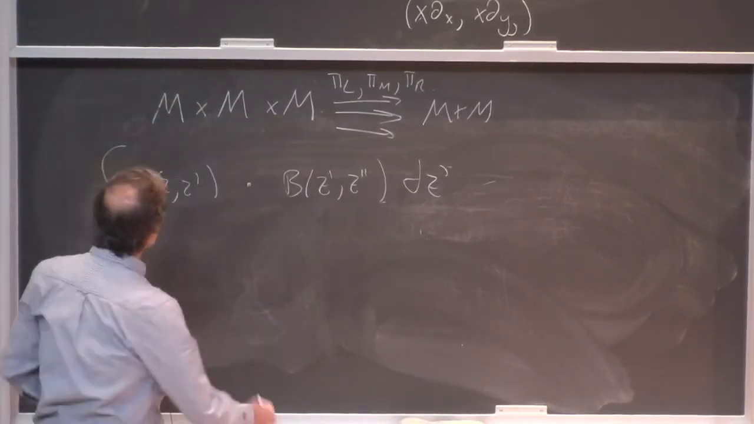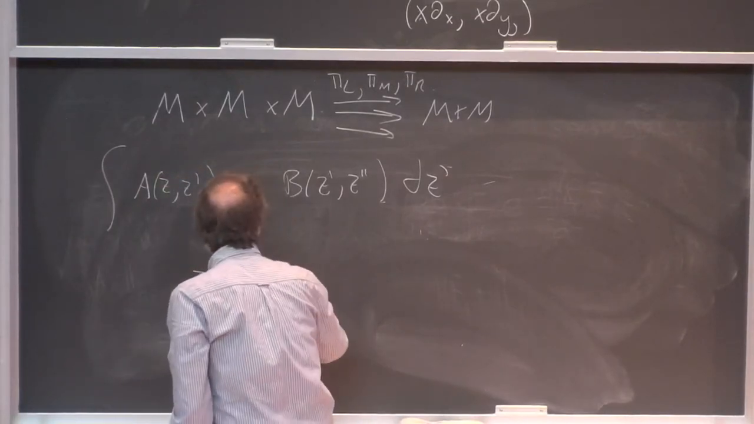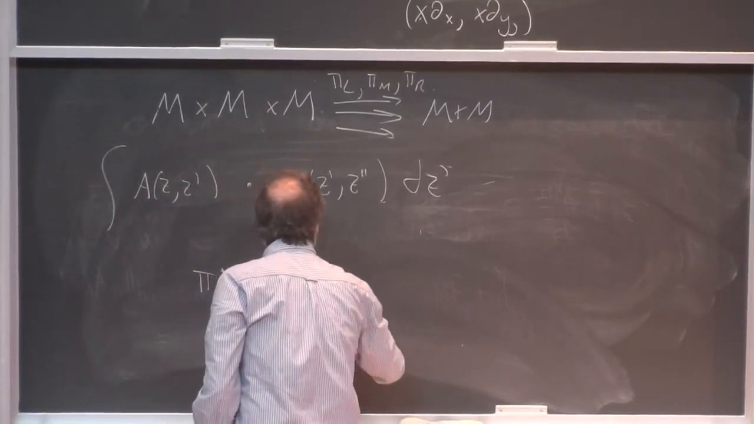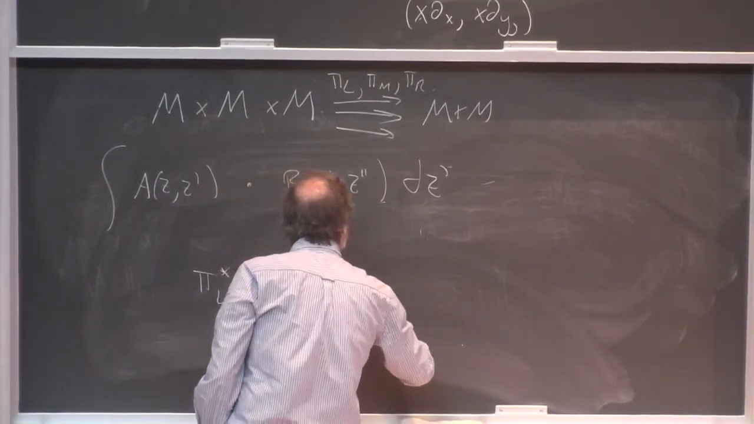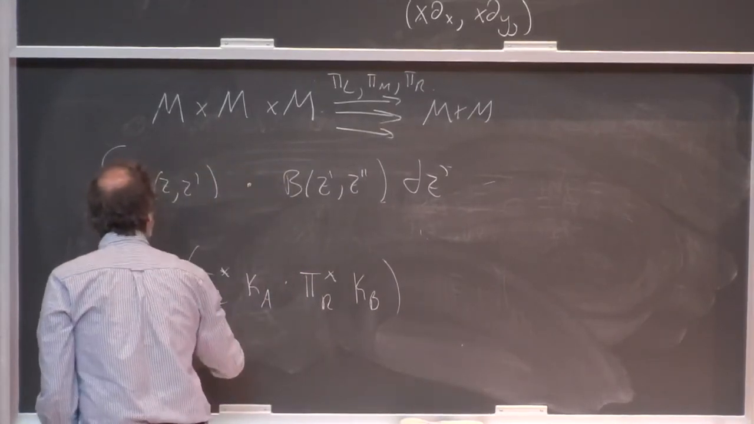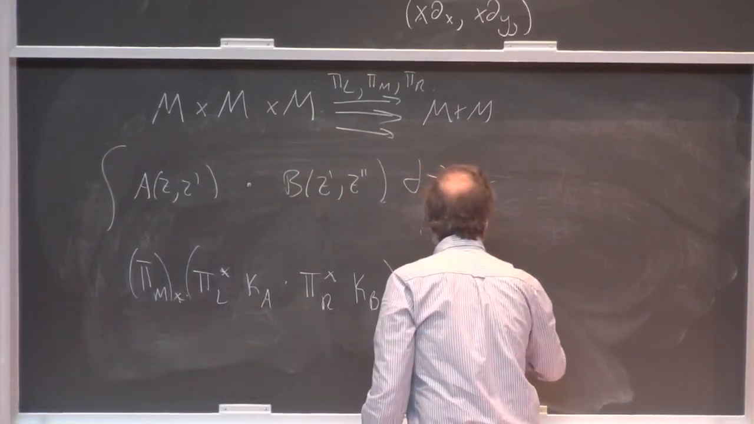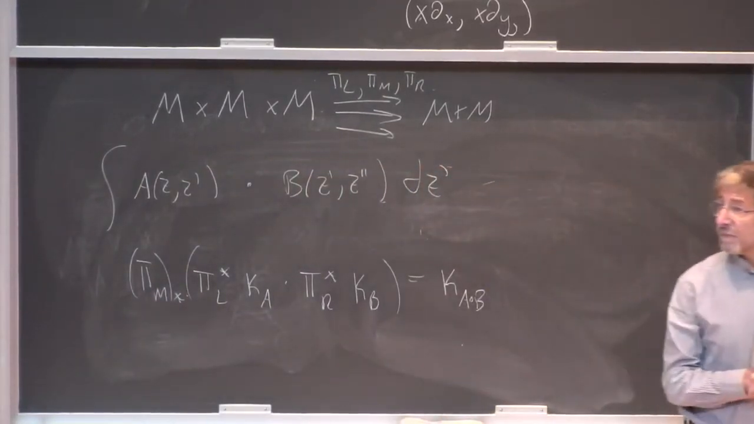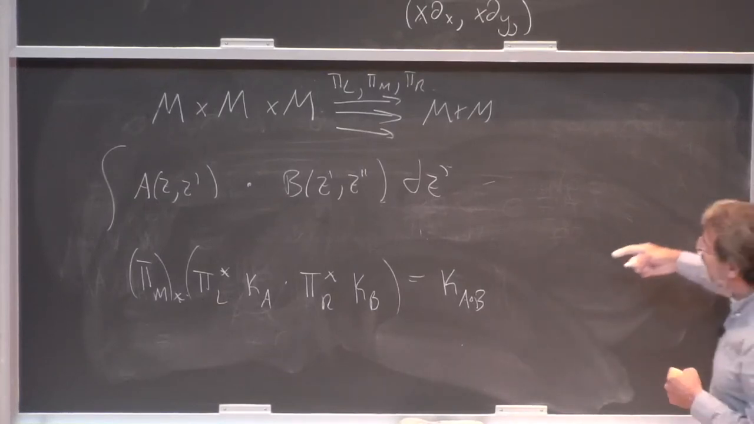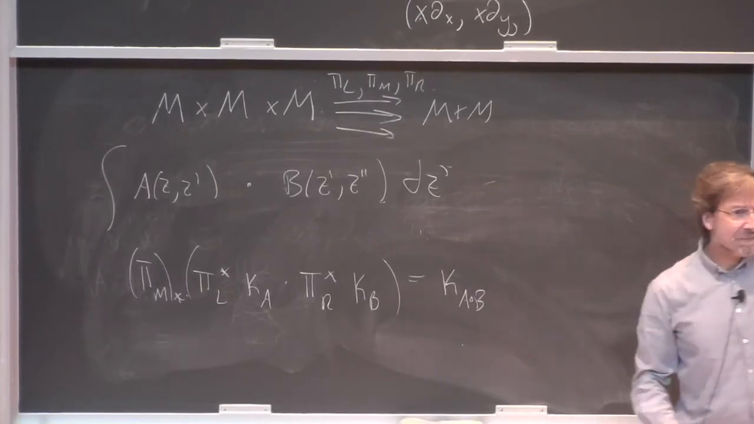So I project onto these, I project off the middle, or I project onto the right double. Okay? What am I doing here? Let me write this in a fancier way. I take pi L pullback of k sub A times pi R pullback of k sub B, and then I push forward with pi sub M. This is supposed to be the Schwartz kernel k of A composed with B. All this is some really stupid, fancy way of writing that. So if this is mysterious, just look at that.